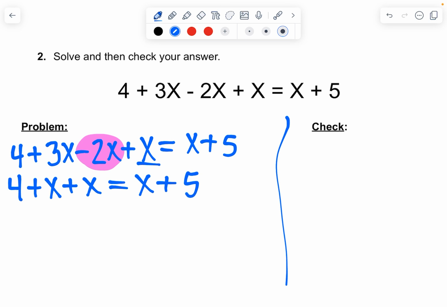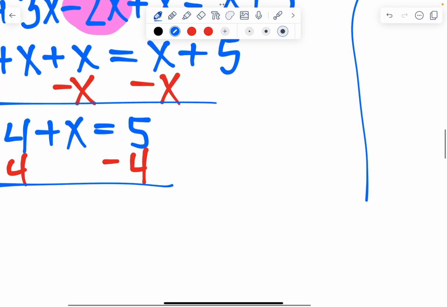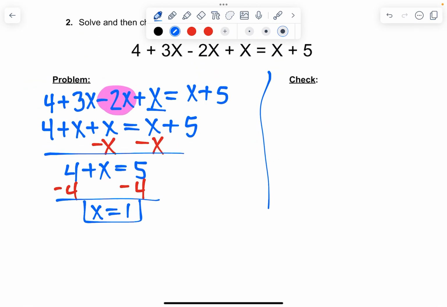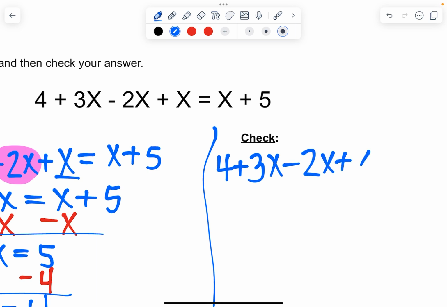I can take away x's, so I'm going to take away 1x from each side. I'm going to subtract my numbers. And I end up with x equals 1. I'm going to come over then to the check. I'm going to write the original problem. I'm going to take out my x, and I'm going to put in a 1.